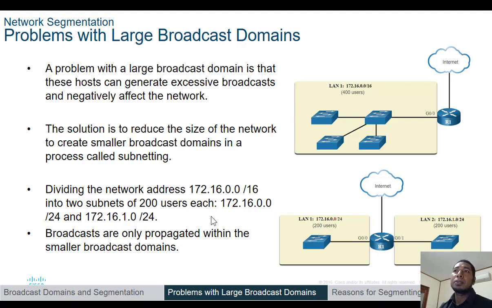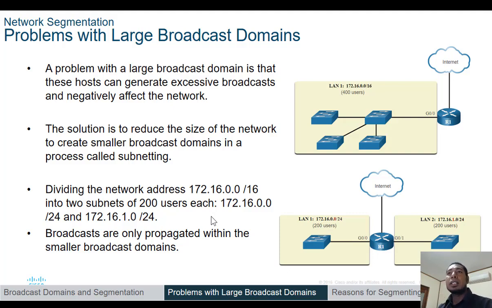One problem is the large broadcast domain. This host can generate excessive broadcasts and negatively affect the network, and it's common knowledge, when you have too much broadcast being propagated out to a network, it sometimes can bring the whole network down because it's just too many broadcasts without any usable traffic being sent back and forth. So it can negatively affect the network.